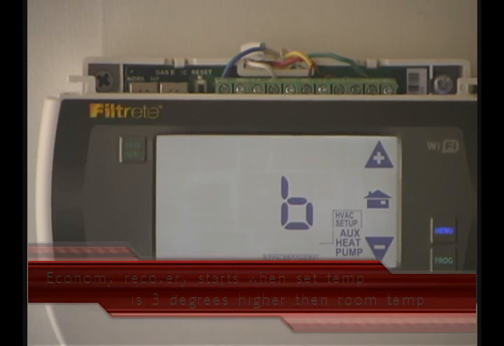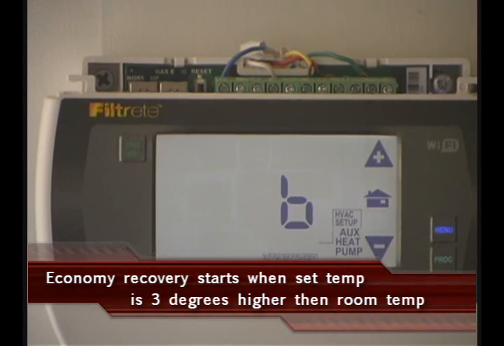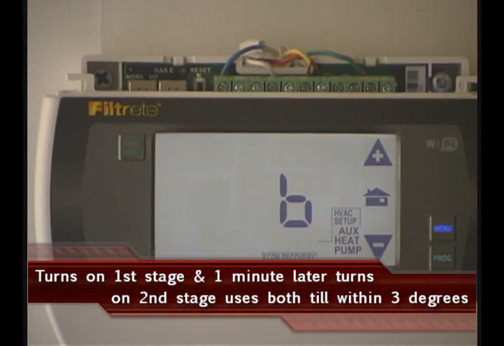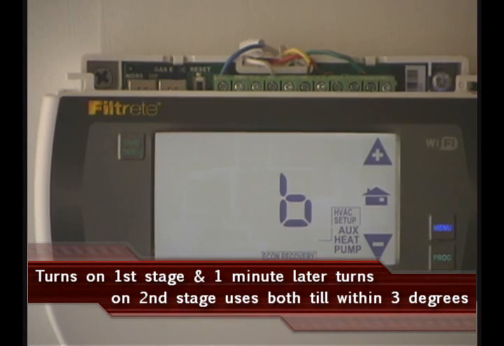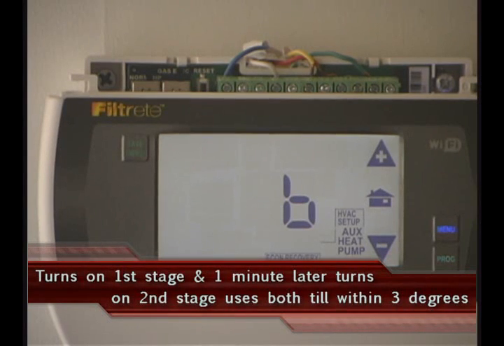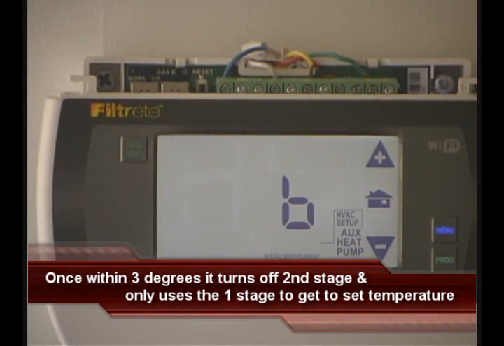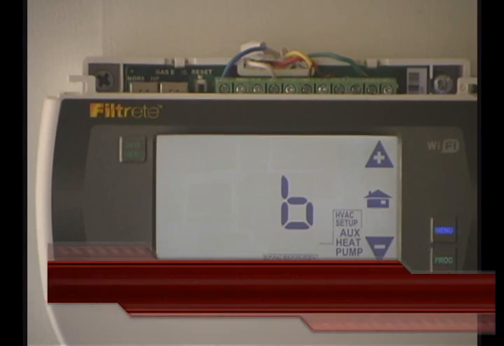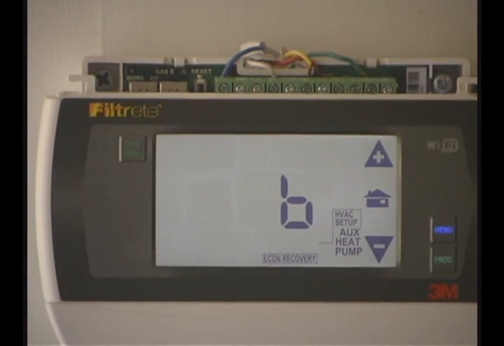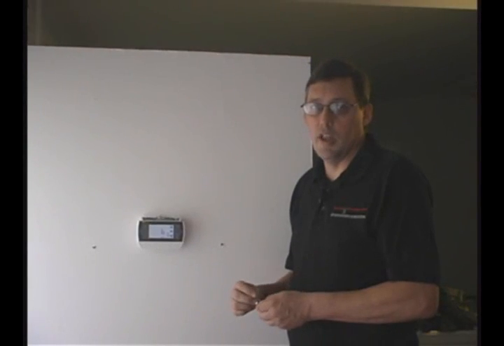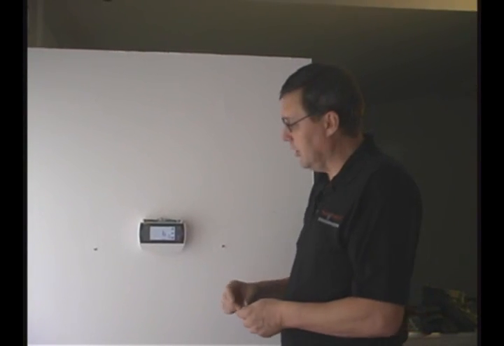The economy recovery, basically, when it's below 40 degrees or when the auxiliary heat needs to come on, it will turn on the auxiliary heat until it hits the differential. Once it hits the differential, it will go back and run just the heat pump. This will take a longer amount of time, but it's also more economical and saves you money.